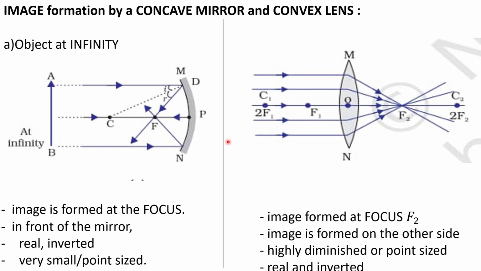Because see, in both the cases, they are real images. Here in the mirror, it is a real and inverted image. Here also, it's a real and inverted image. In the case of a mirror, the real images are formed in front of the mirror, and here the real image is formed on the other side of the lens. At the focus, the size of the image is very small, and a point-sized image is formed.